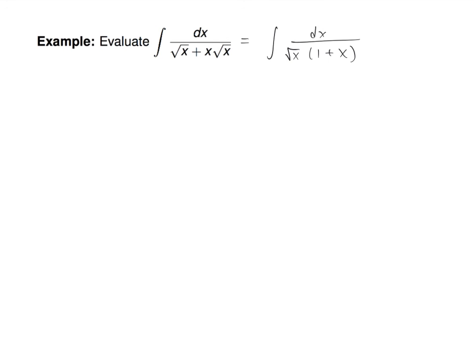And I'll give you a slight hint. This is a question you could have done in Calc 1. Could you have said u equals the square root of x? That's exactly what you do. You let u equal root x, and then x is equal to u squared. It's a really clever substitution.